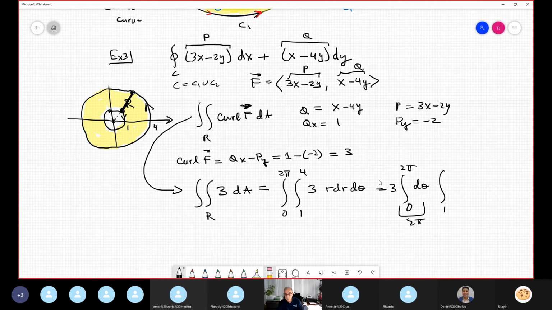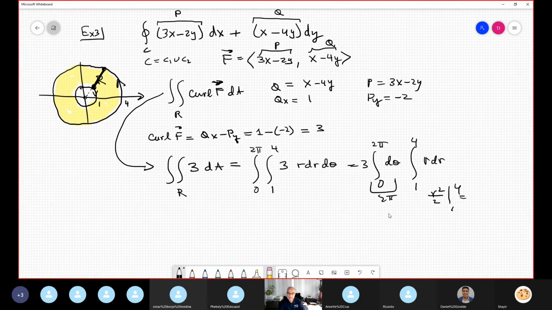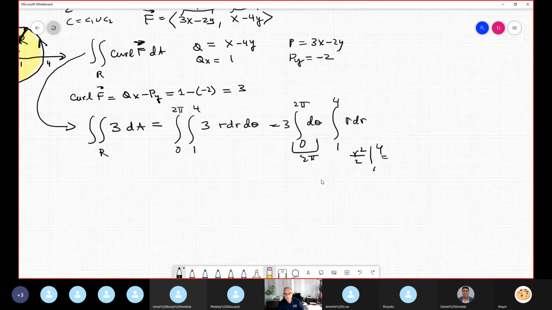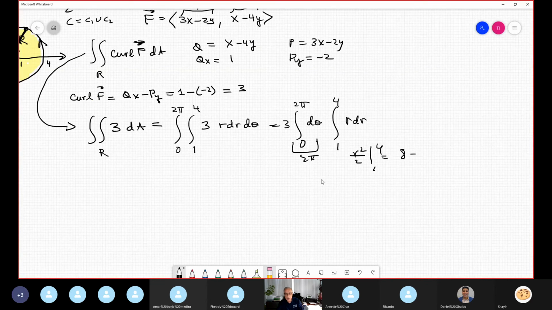And the integral from 1 to 4 of r dr. Okay, r dr is r squared divided by 2, no? Evaluating between 1 and 4. So it is 16 over 2, which is 8, no? 16 over 2 minus something. 1 here, 1/2, no? 1/2. Okay, now we have 2. We have 16 minus 1, 15.